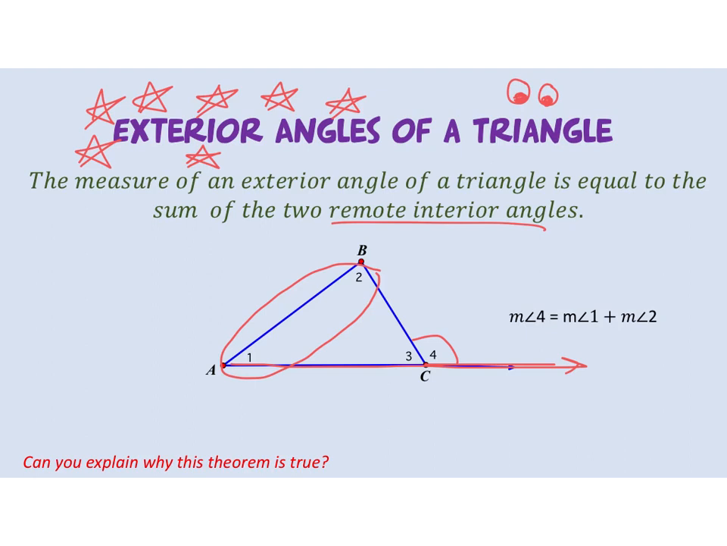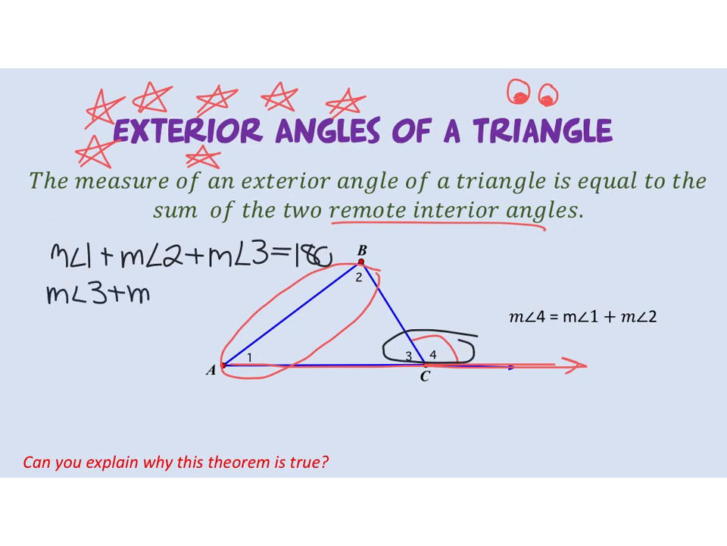All right, let's see if we could explain why this theorem is true. We just learned the triangle sum theorem that says that the measures of the interior angles of a triangle, so the measure of angle 1 plus 2 plus the measure of angle 3, is 180 degrees. That's the triangle sum theorem. Looking at this picture, we also know something about the measure of angle 3 plus the measure of angle 4. Those two angles are a linear pair, so they also add up to 180. So now I'm going to solve for angle 3, and I would get 180 minus the measure of angle 4.